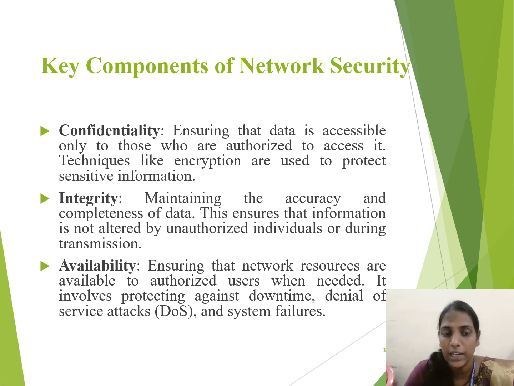The next one is integrity. Integrity is nothing but maintaining accuracy. The sender will send a message, and that message has to be received by the receiver in the same manner. There will be no alteration. The message should not be altered. The next one is availability. With availability, we are ensuring that authorized users are using the system in a proper manner. With the help of this, we can remove system failures and denial of service attacks.